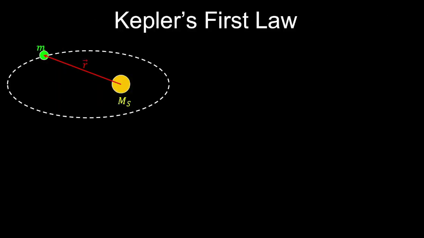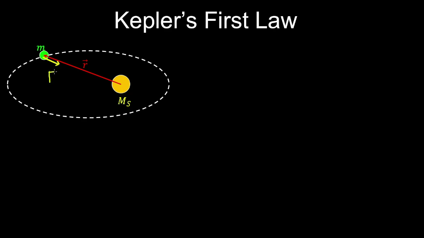Kepler's first law states that the path of a planet orbiting a star has an elliptical path with the star at one focus. And this can be derived by applying Newton's second law to this planet.